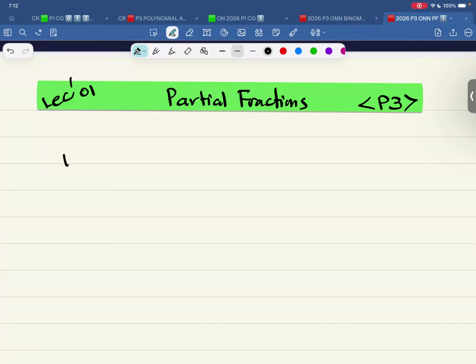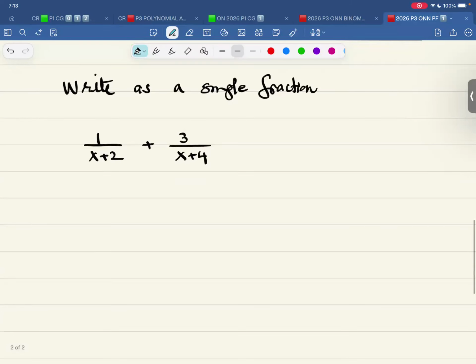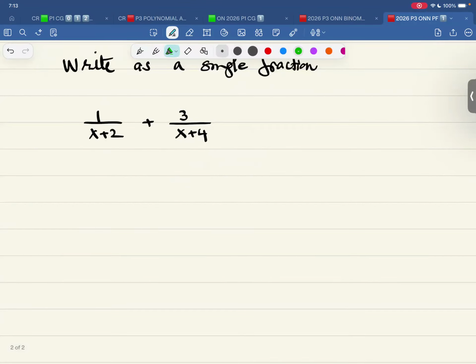In basic maths, a question is asked, write as a single fraction. And that thing is something like 1 over x plus 2 plus 3 over x plus 4. Write it as a single fraction. So what do we do? What we do is that we take LCM and underneath we write x plus 2, x plus 4.